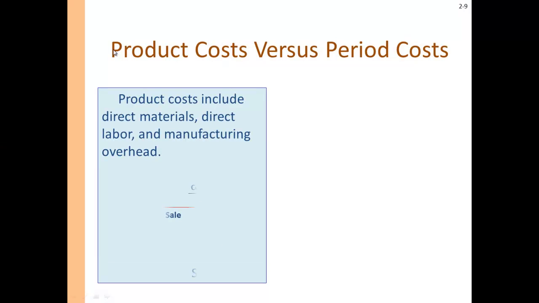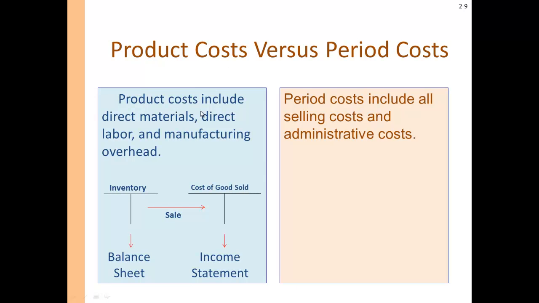Now, product versus period cost. A product cost is direct materials, direct labor, or manufacturing overhead. It could be included on the balance sheet as part of inventory value, or when you sell it, it becomes cost of goods sold on the income statement. Period costs include all selling and admin costs, and they are expenses on the income statement.